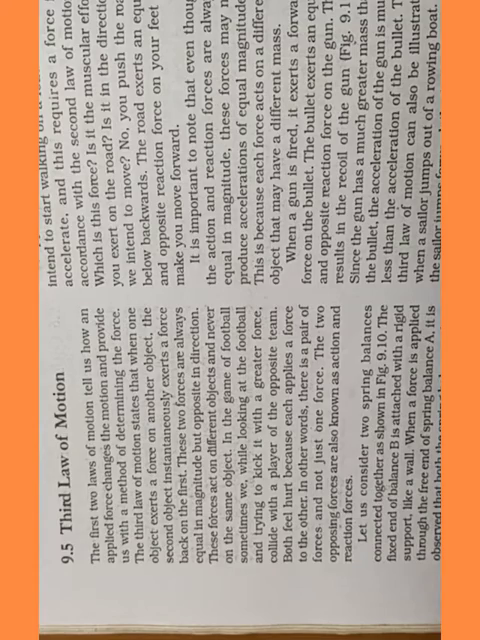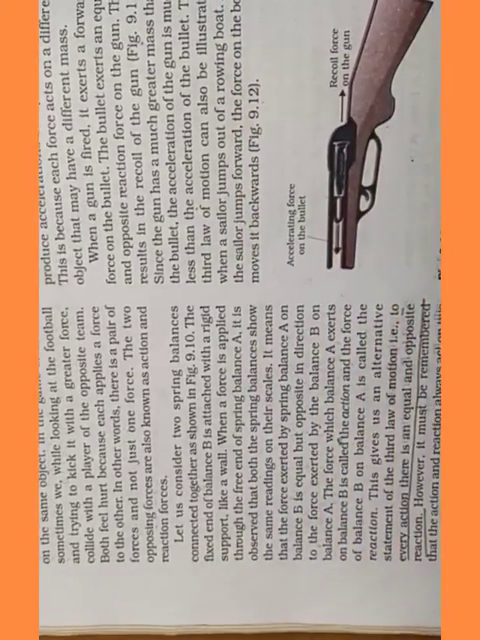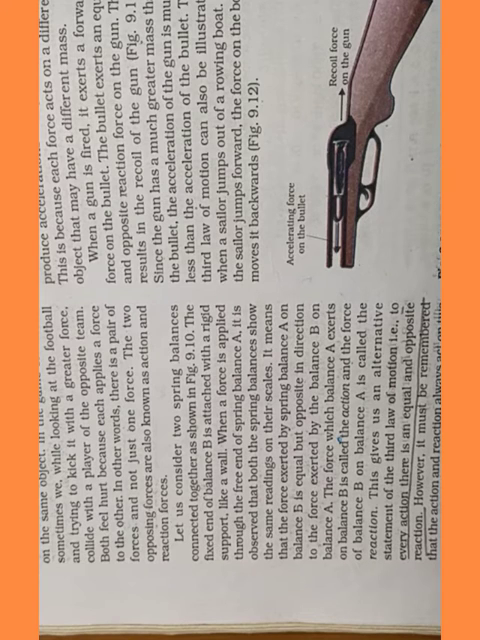We can understand this with another example of a spring balance. So let us consider two spring balances connected together, as you can see in the diagram. This is page number 122, and diagram number 9.10. The fixed end of balance B is attached to a rigid support, like a wall, while the force is applied through the free end of the spring balance A.